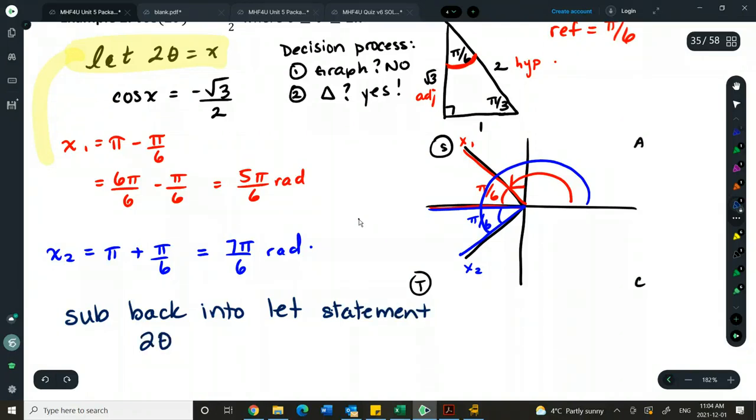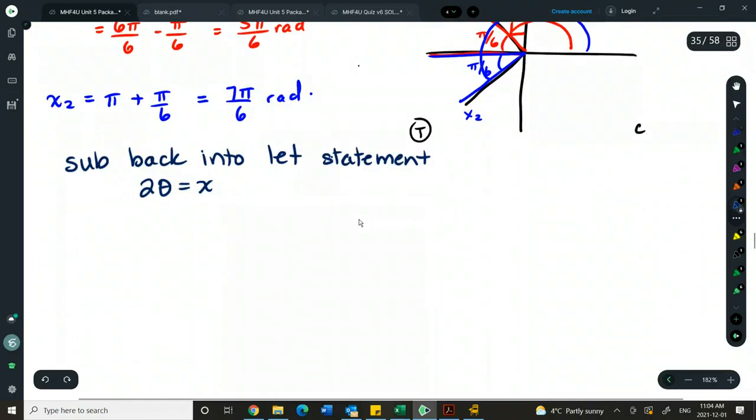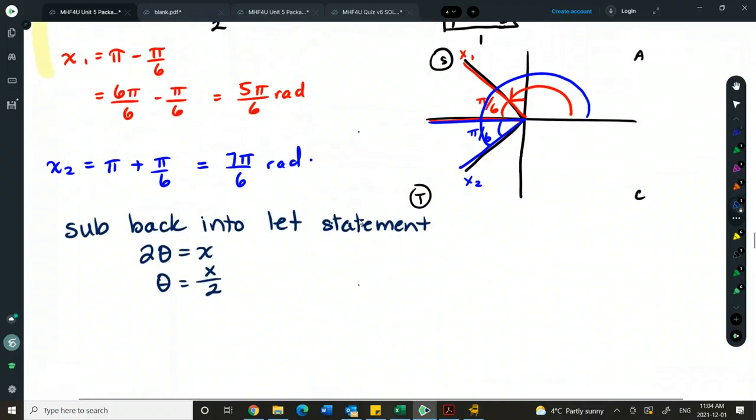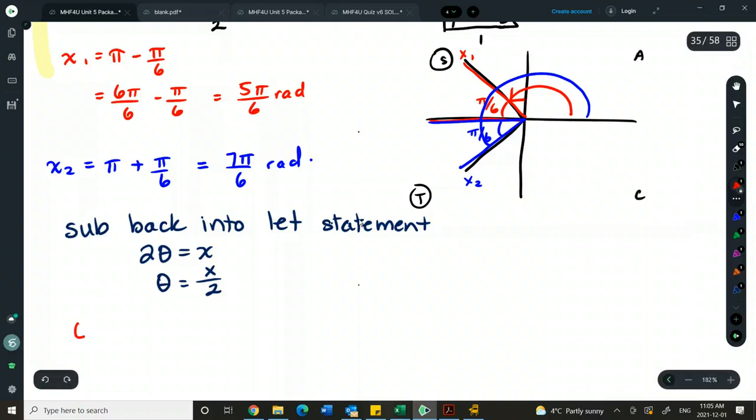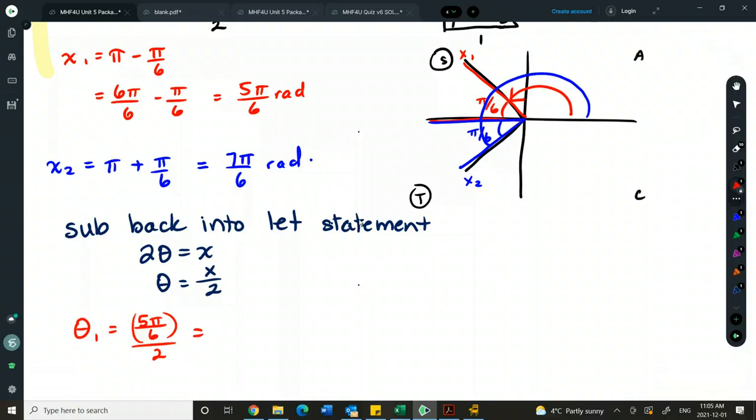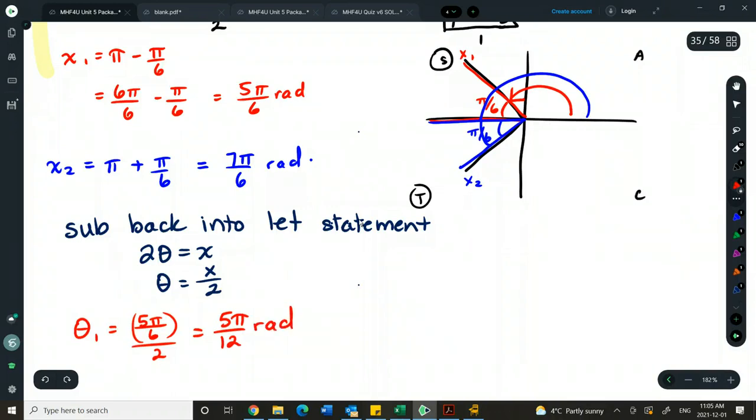So if 2 theta equals x, then if I divide out the 2, theta equals x over 2. So theta 1, we're going to get from x1. Theta 1 will be equal to x1, which is 5 pi over 6, divided by 2. Flip and multiply, it's 5 pi over 12 radians for the first one.